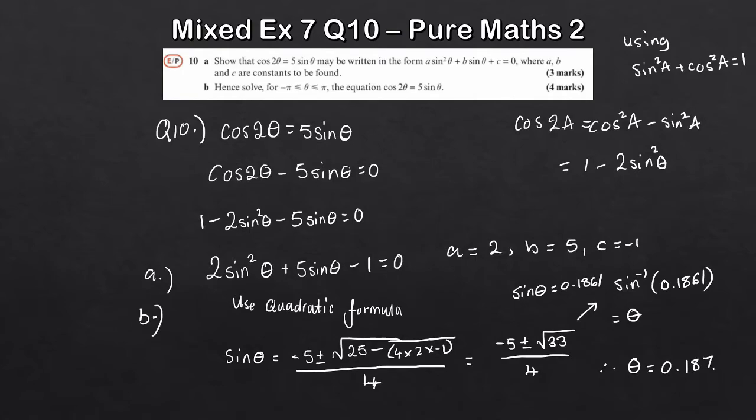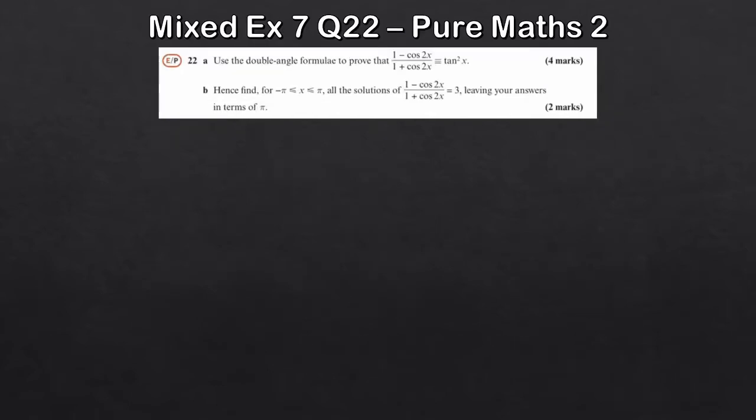0.187. And then, to get the other solution for theta, we also need to do pi minus this here. So pi minus this, in radians, we're going to get 2.954. Okay, and there are our solutions in radians. So this very last part of part B, shouldn't be anything too tricky. Hopefully not too bad there. Okay, so that brings us to the end of that question. Let's take a look at the next one.